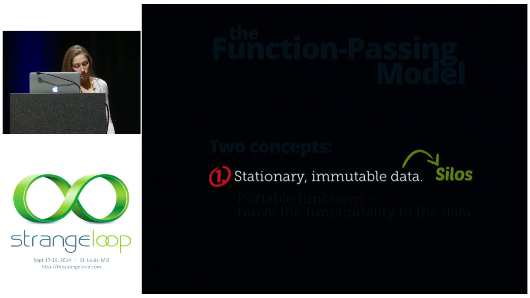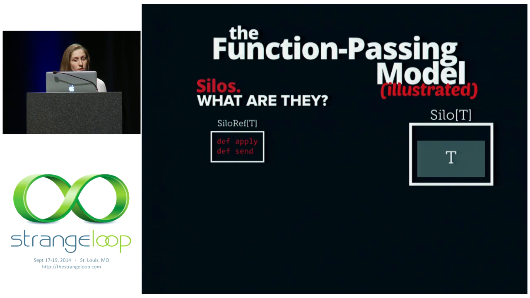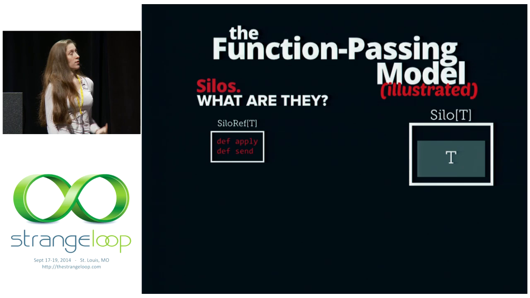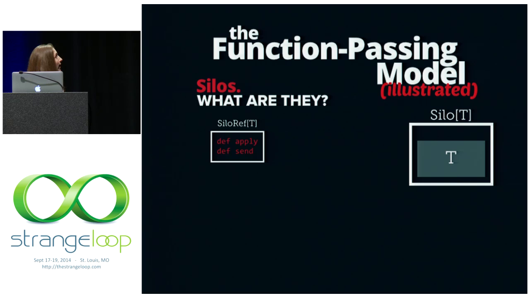Kind of like an actor, they come in two parts. You have the thing itself that holds the data, the thing on the right. It's parameterized on the data that it should be holding. And on the left, you have this thing called a silo ref, and it has two important methods.